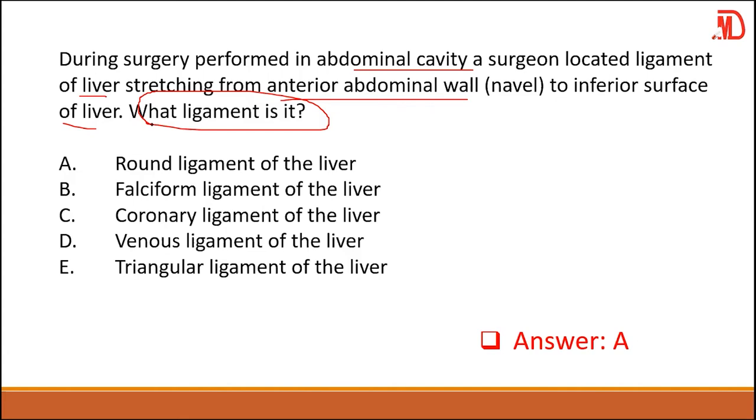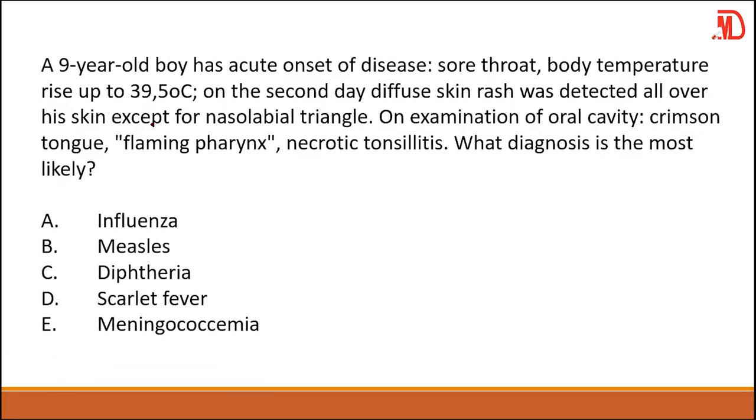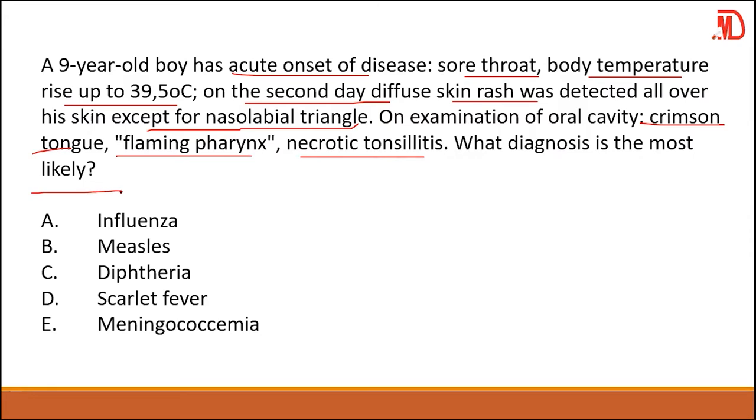All right. So here, round ligament. A 9-year-old boy has acute onset of disease. Sore throat, body temperature 39.5. On the second day, a diffuse skin rash is present all over the body except for the nasolabial triangle. On examination of the oral cavity, crimson tongue, flaming pharynx, and necrotic tonsillitis is present. What disease is it likely to be? Of course, you should be looking at what we call scarlet fever. Why? This should give you a clue.